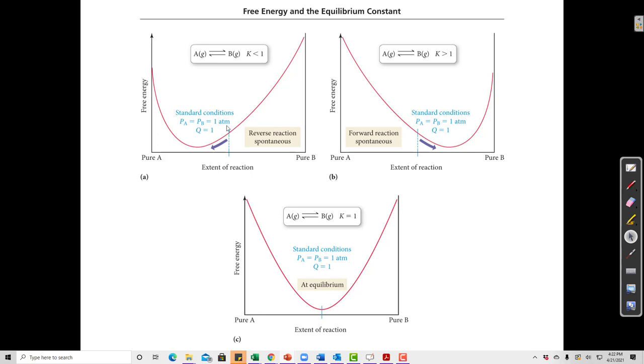Because remember that when we're talking about, for example, this reaction, a gas going to a gas, K is going to be equal to this divided by this. So when K is equal to 1, that means I have 50-50, right? 50% A, 50% B, K equals 1. Products over reactants. In that case, here's my Q.